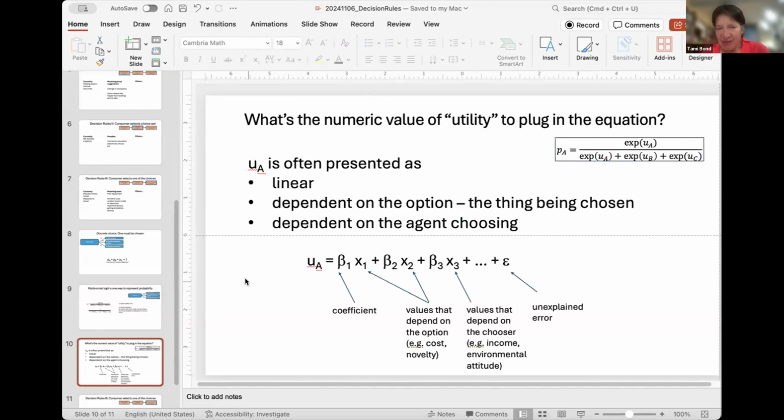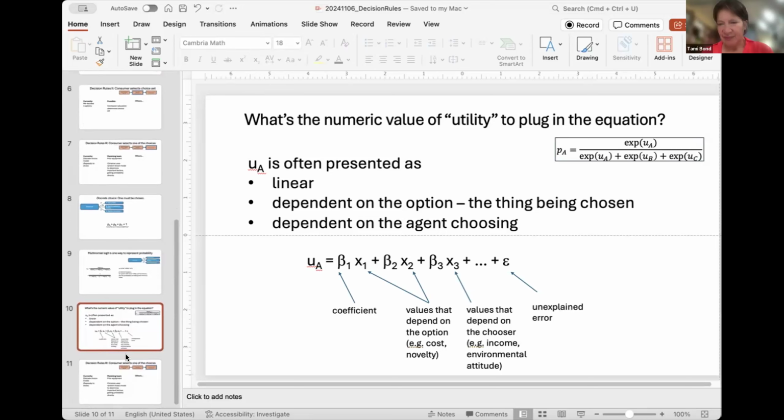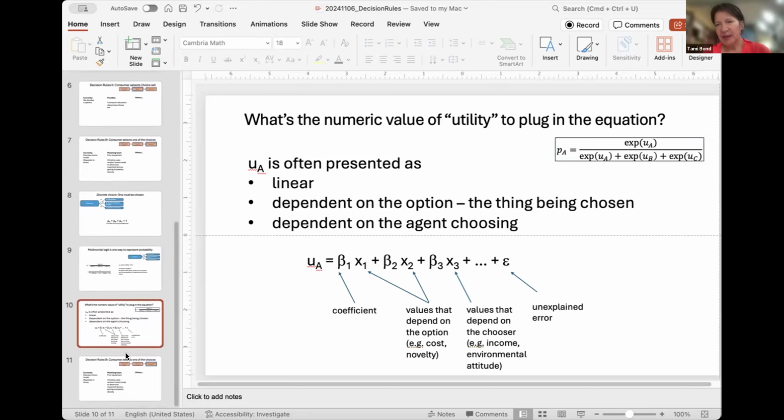People often represent utility as linear. So it's got a coefficient and a value, a coefficient and a value, a coefficient and a value, then you always end up with some error. It could depend on features of the option, the thing being chosen, like cost. It could be dependent on the agent that is choosing. So all that stuff gets packed into here, and then you plug it into that equation. So even though it looks complicated and weird, that's just an extremely common thing to do.